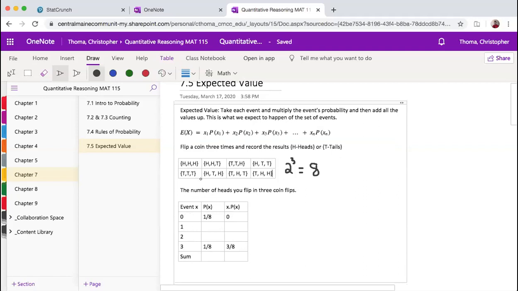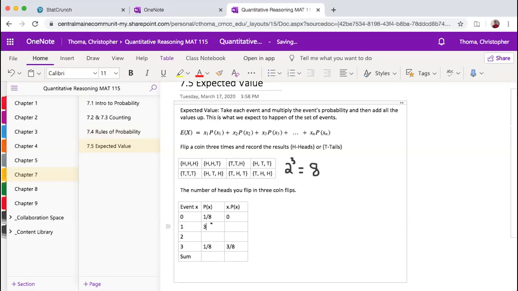Then the probability I get 1 head. He has 2 heads, he has 2 heads, he has 2 heads. He has 1 head, he has 1 head, he has 1 head, he has 2. So there's 1, 2, 3. There's 3 out of 8 ways to get 1 head, and 1 times 3/8 is still 3/8. How many have 2 heads? Well, I got 1, 2, 3. So 3/8. And 2 times 3/8 is 6/8.